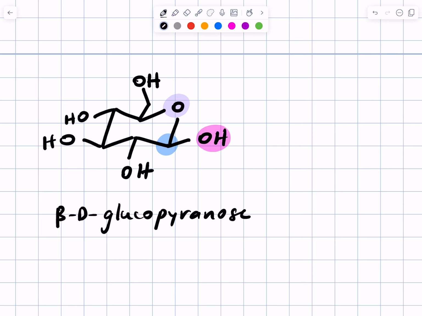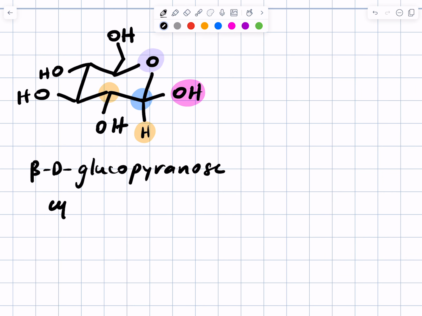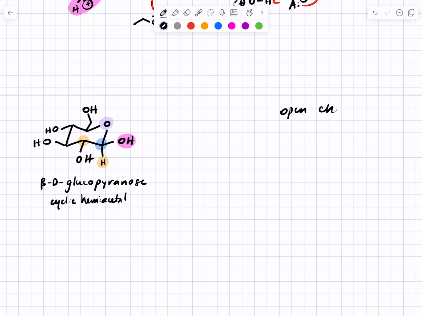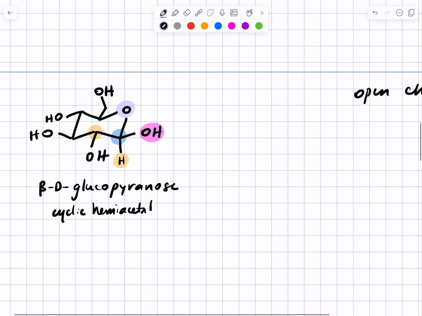Could you tell me now, is that blue carbonyl carbon from an aldehyde or a ketone? Aldehyde, very good. You know that because the two things that are attached that are not the oxygens to that blue carbon are, one is a carbon, one's a hydrogen. So this is the cyclic hemiacetal form of glucose, which means there must be an open chain form that is an aldehyde. So let's draw that open chain form.